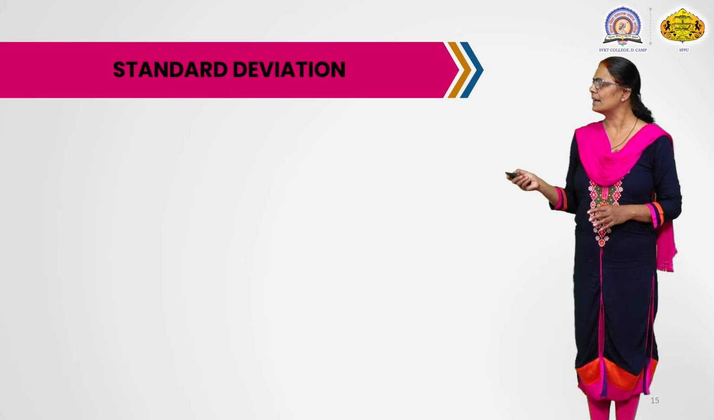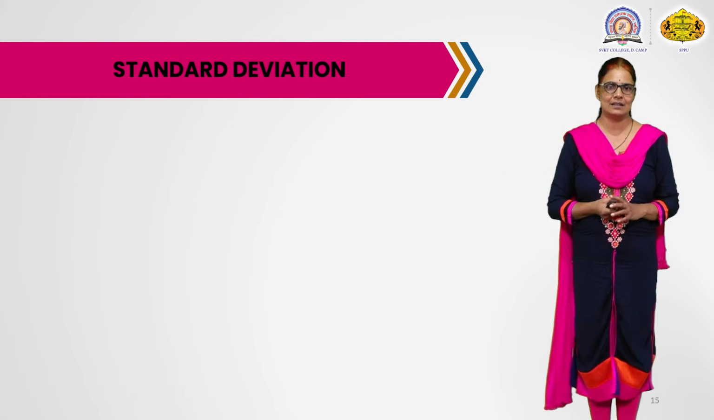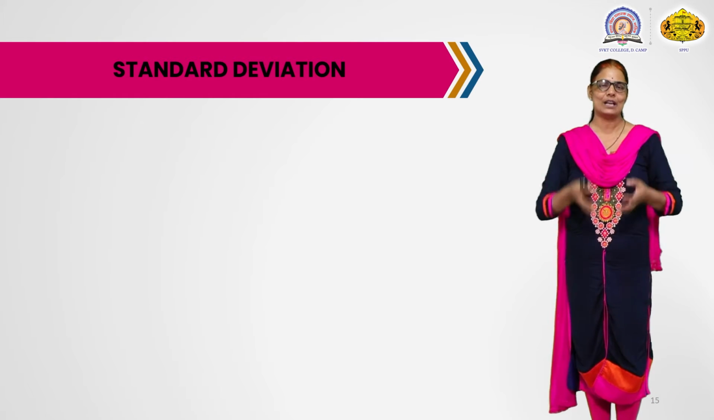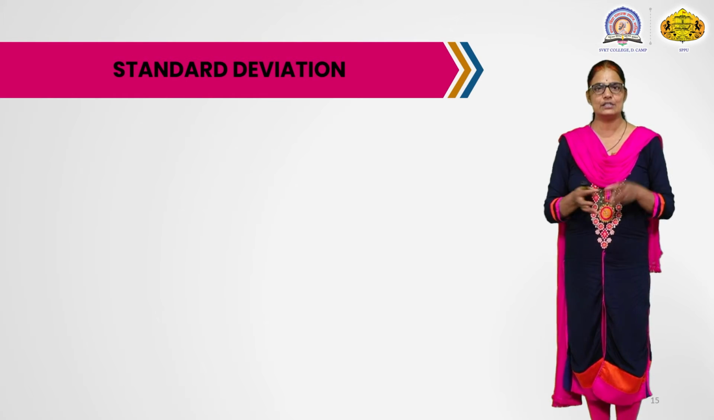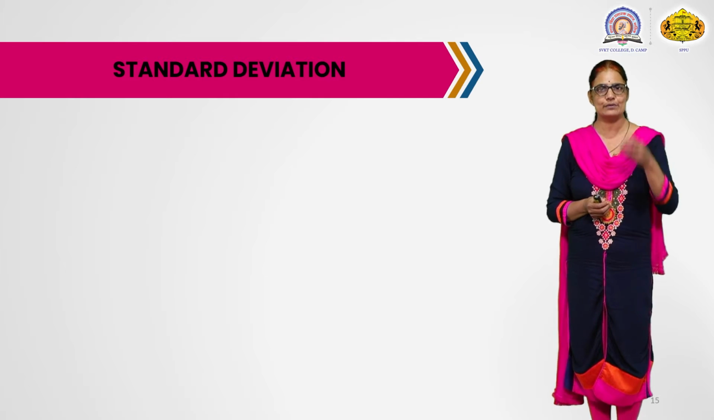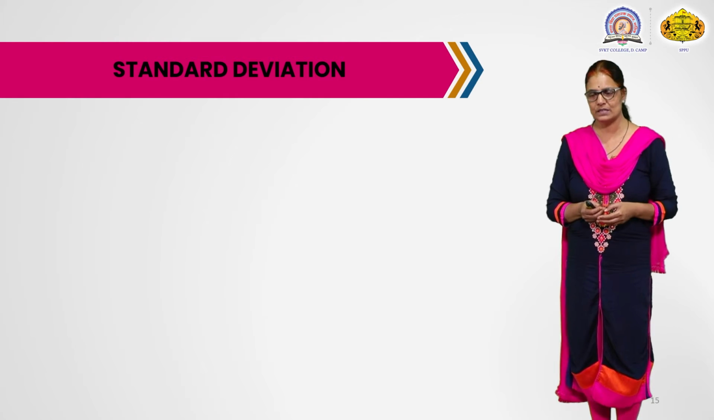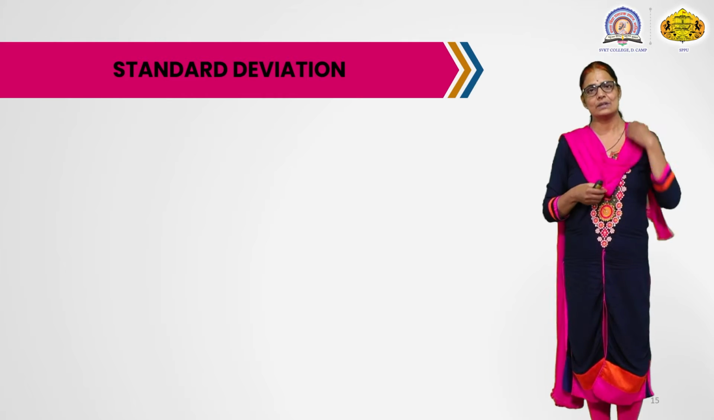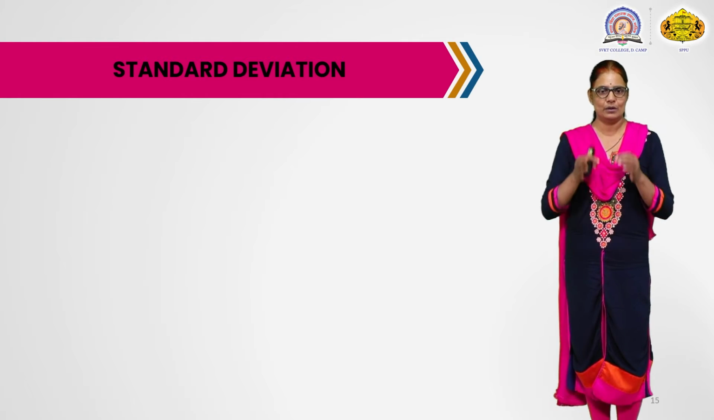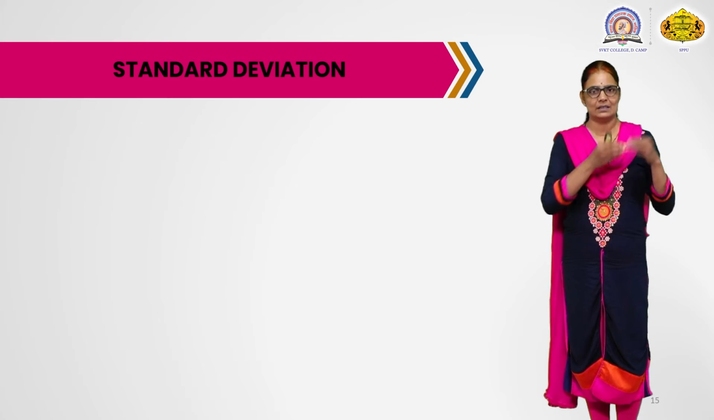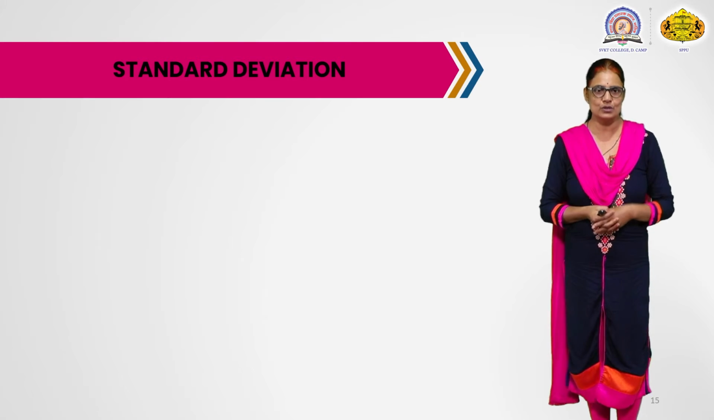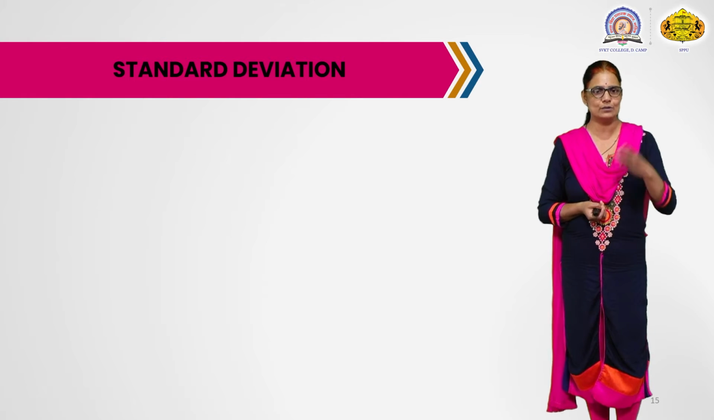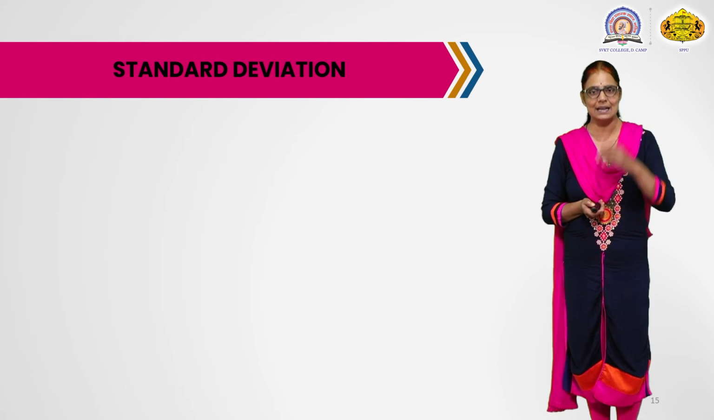Okay, so our next concept is the standard deviation. As we know, there are two types of dispersion: the absolute measure of dispersion and the relative measure of dispersion. Actually in first year BCom, we have only these two, the range and the standard deviation. So this is our second absolute measure of dispersion, known as the standard deviation.